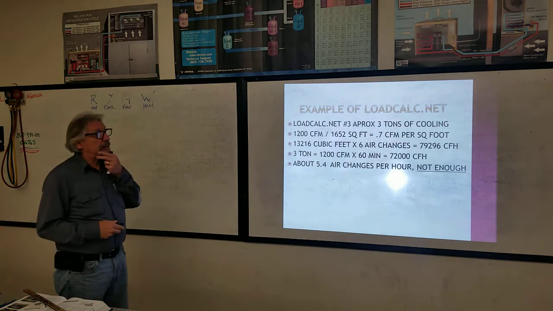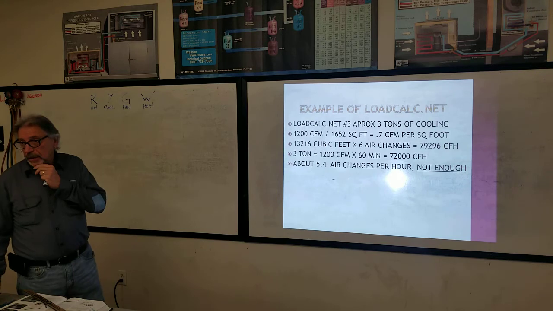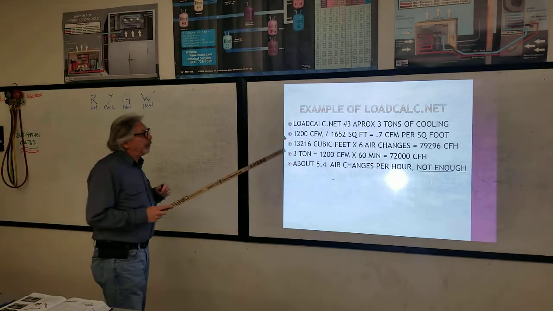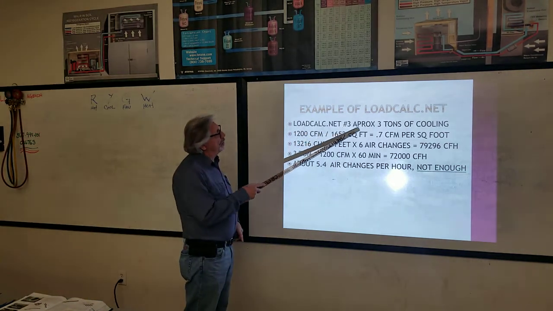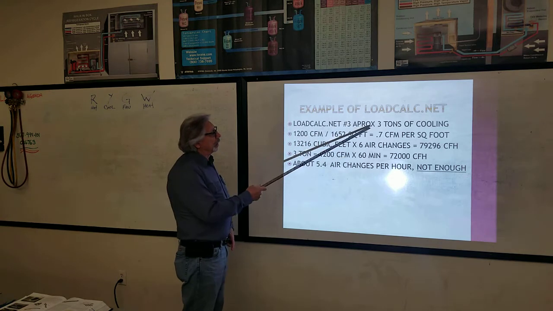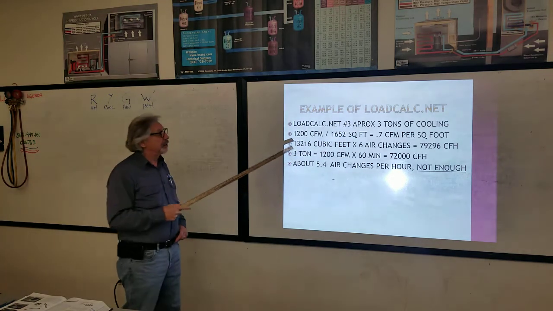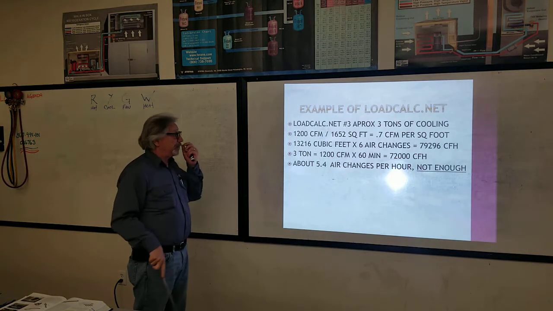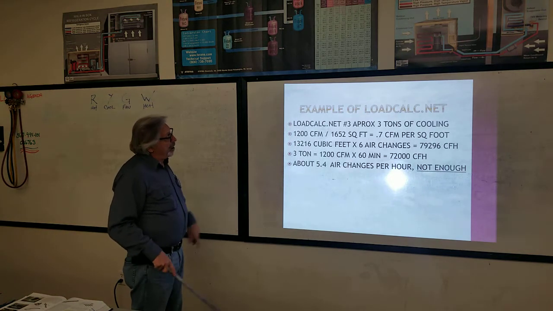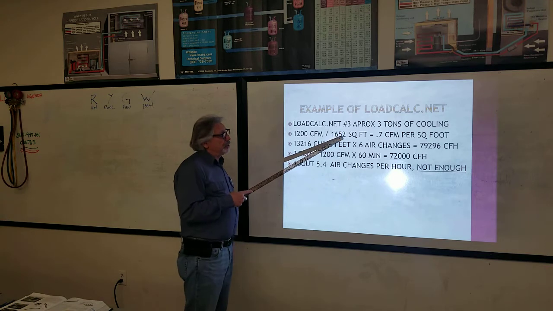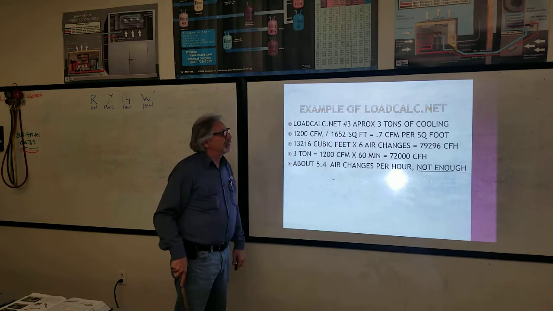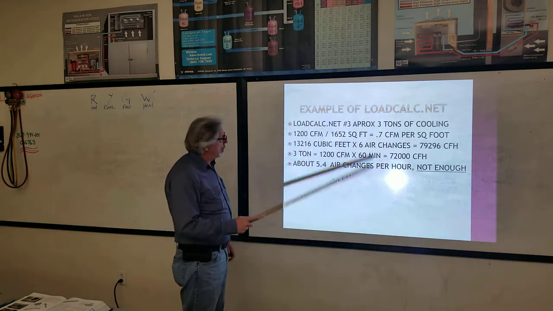Let's go to low calc number 3. Low calc number 3 worked out to be approximately 3 tons of cooling, right? So a 3-ton air conditioning unit is going to deliver 1,200 CFM, divided by 1,652 square feet, that's 0.7 CFM per square foot.